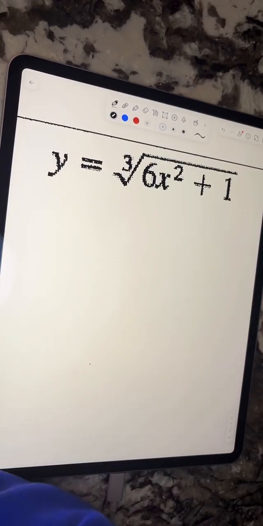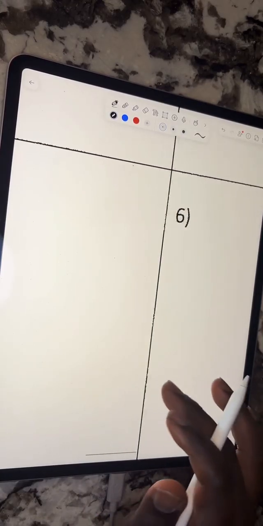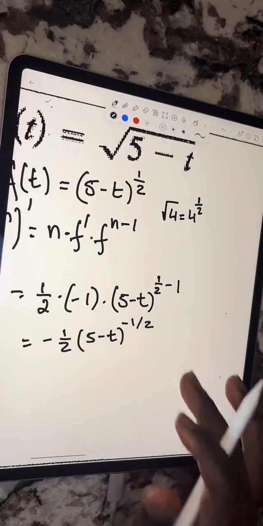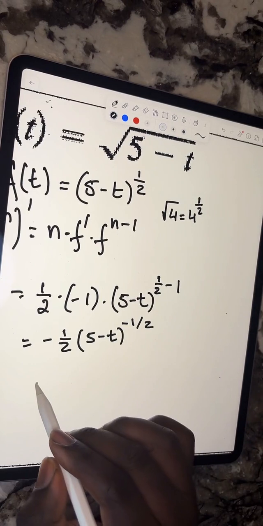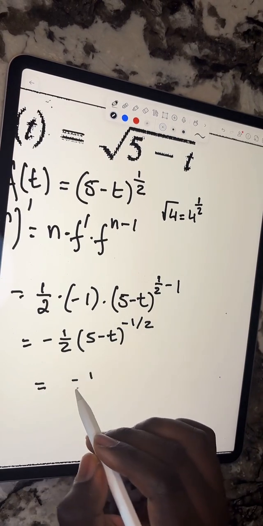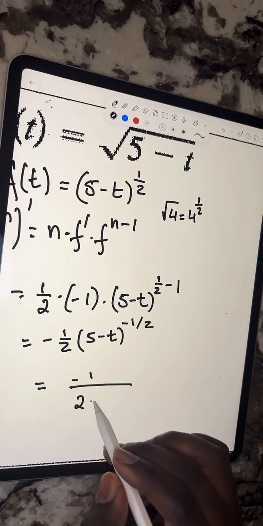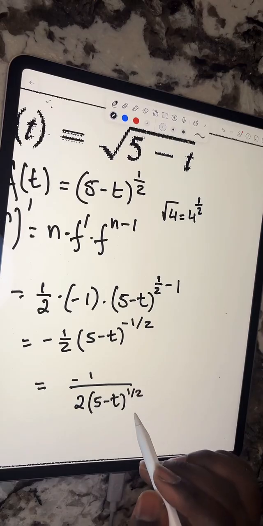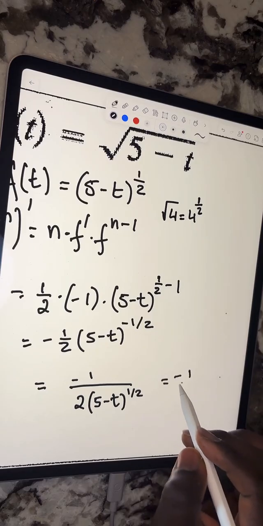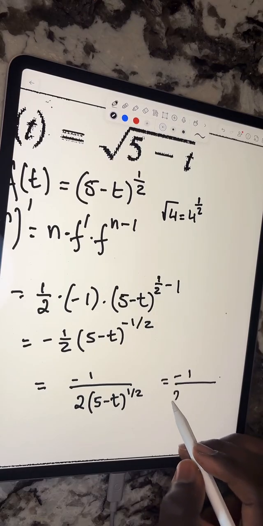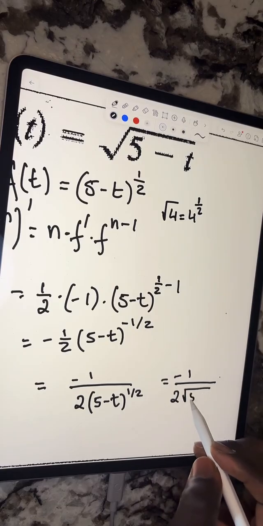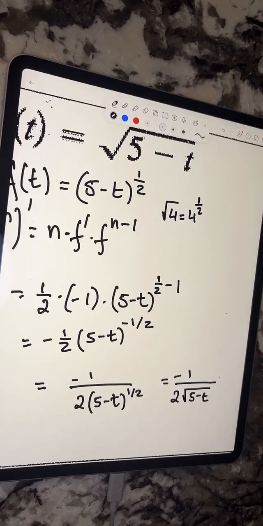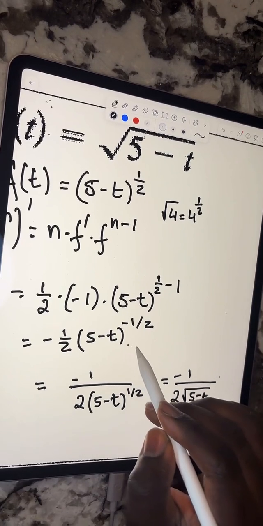Would you simplify to fraction form? Yeah, it's possible. Oliver, that's a good question. You can leave it as this. Or if you want, you can write it as -1 over 2 times 5 minus t to the power of 1/2. Or you can even write it as -1 over 2 times square root of 5 minus t. That's my answer. So these are different versions of the answer, but they're all the same.